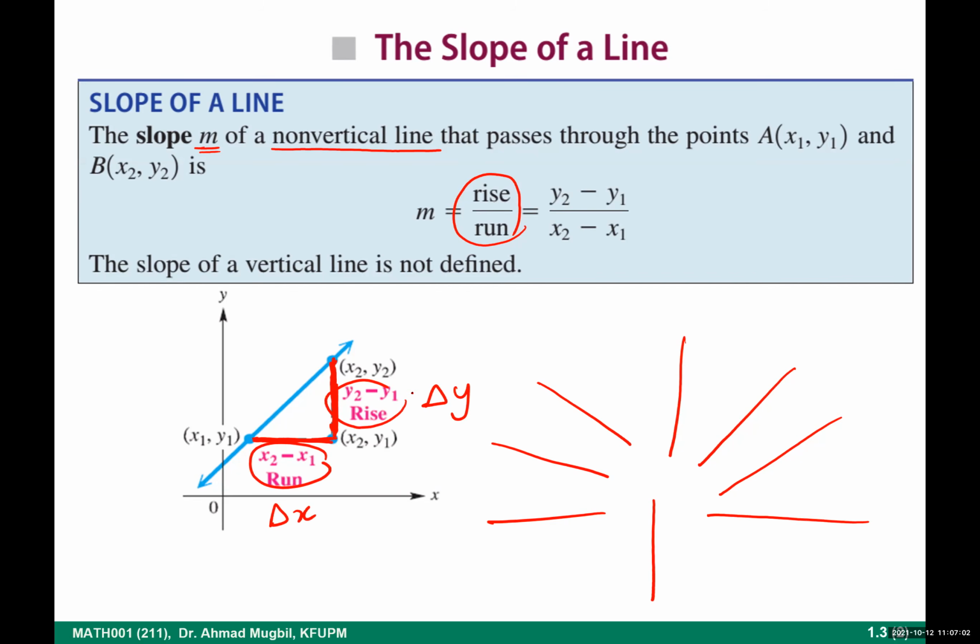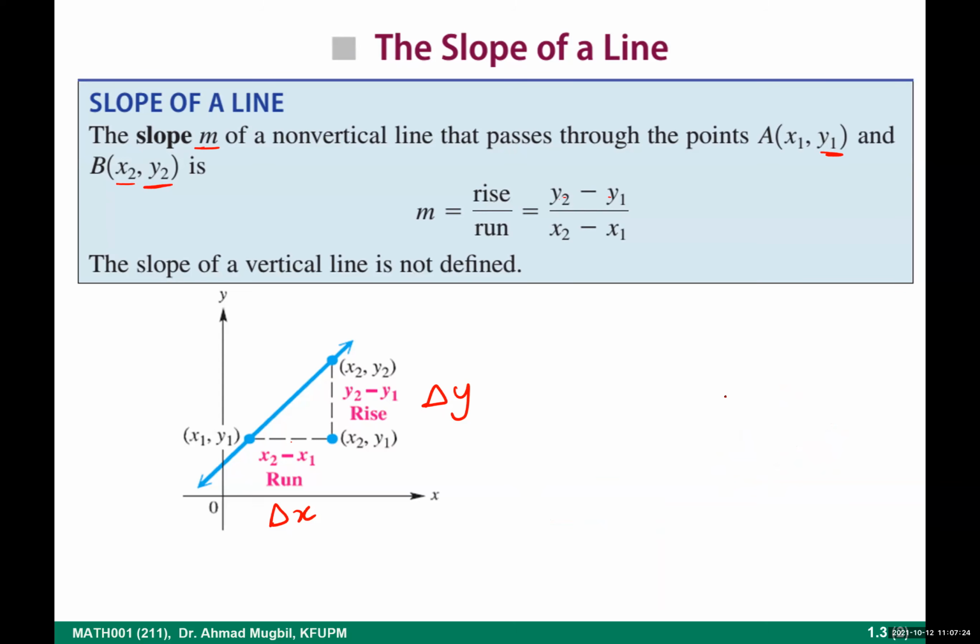So the slope is just the difference between the y values over the difference between the x values of 2 points. If you have 2 points on a line, you can find, of course, the slope. What you will do, just you will calculate y coordinate minus y coordinate over x coordinate minus x coordinate. Now I think you can see, if you have a vertical line, what will happen?